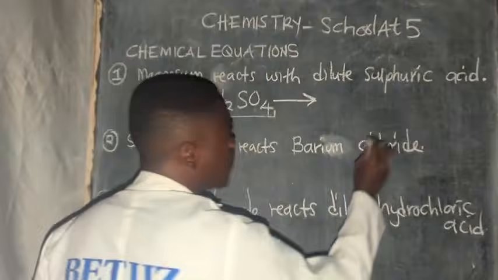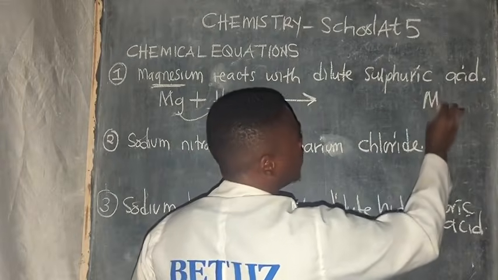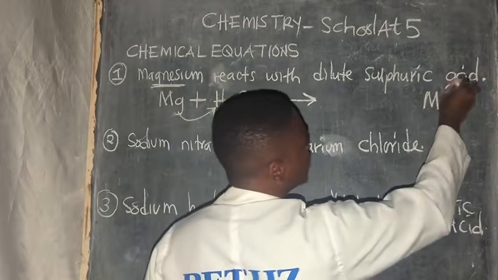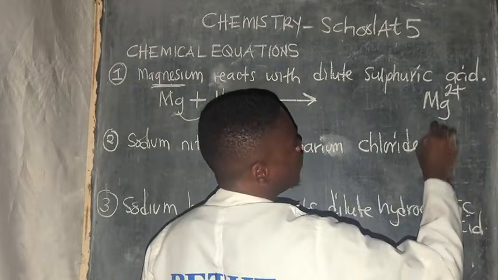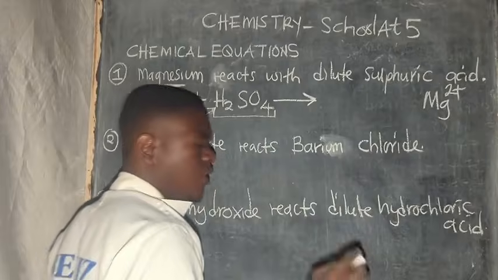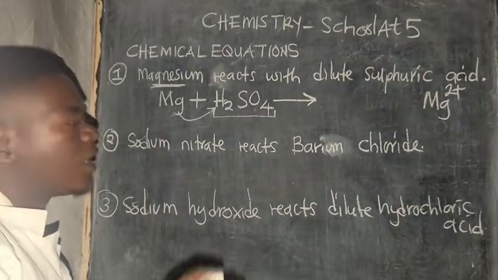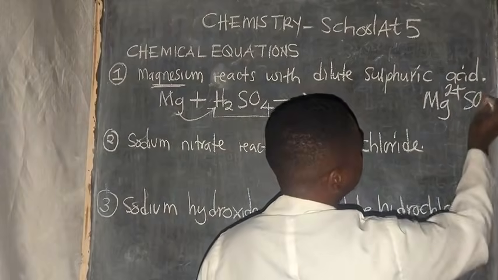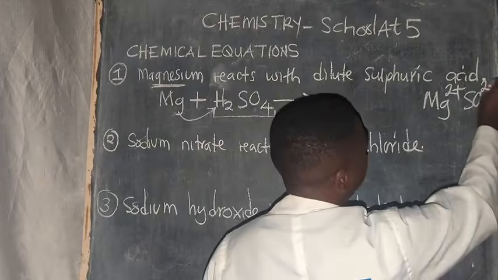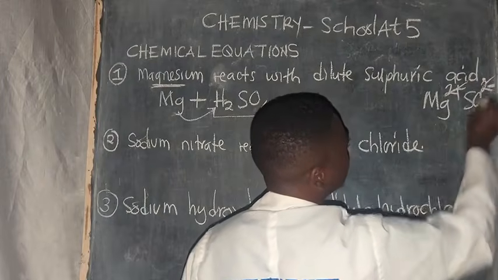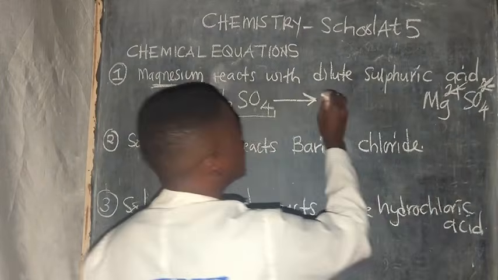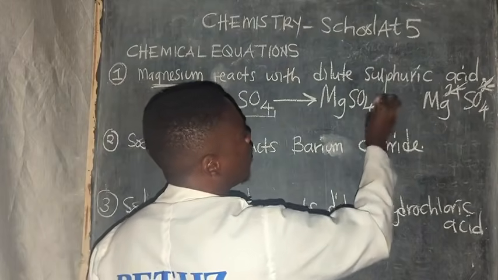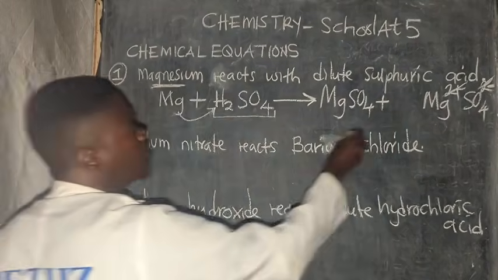I just want to revise with you, though I did these things before. Magnesium is in group 2, meaning that it is 2 plus. If you are facing challenges on this, you can scroll down my page; I've been doing this for quite some time now. And sulfate has a 2 minus, so these two just cancel. You are going to have magnesium sulfate, plus the hydrogen will now come this side.